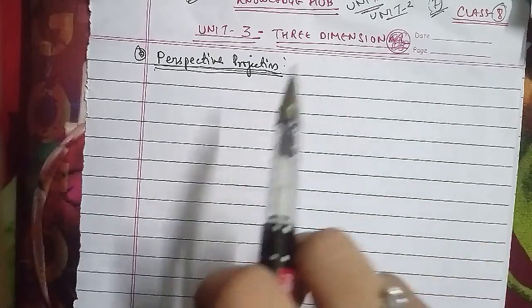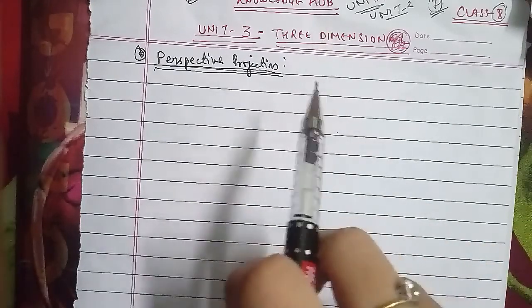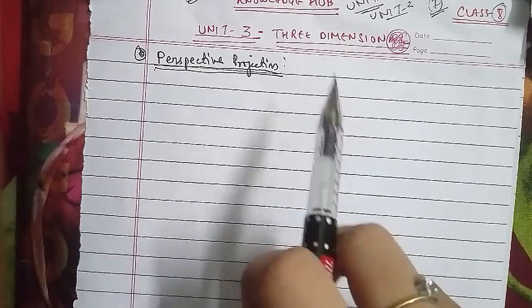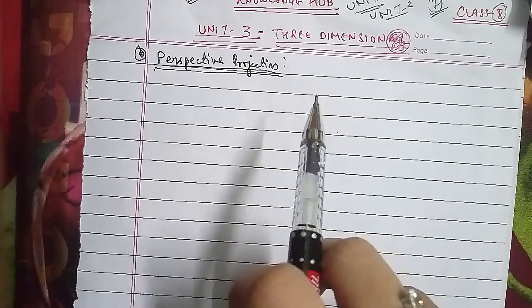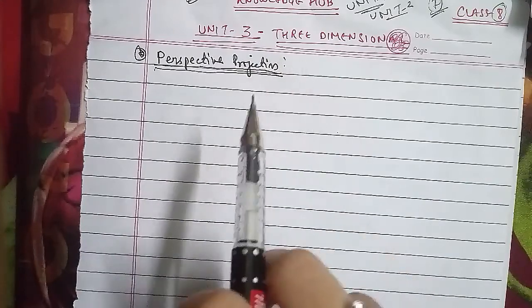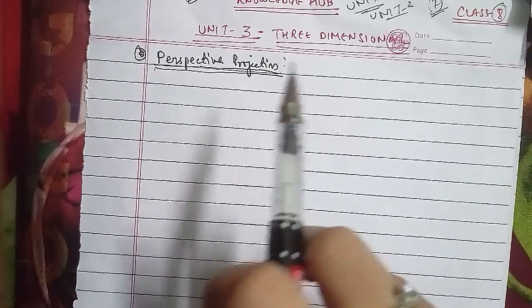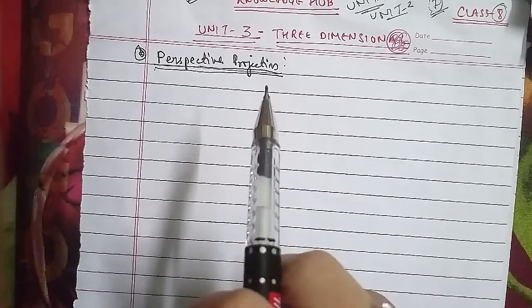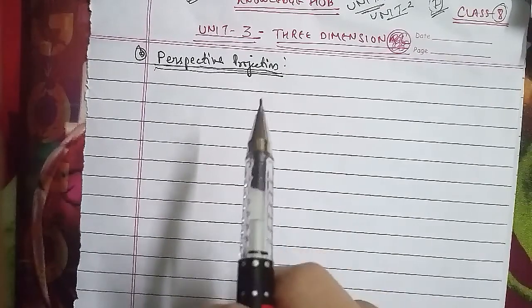A perspective projection produces a realistic view but does not preserve relative proportions. Projections of distant objects are smaller than the projections of objects of the same size that are closer to the projection plane.